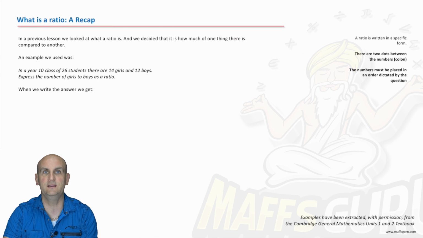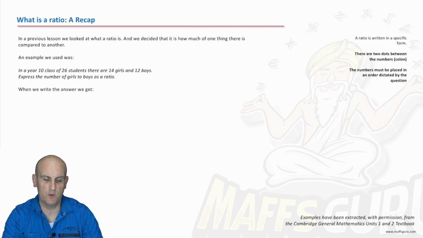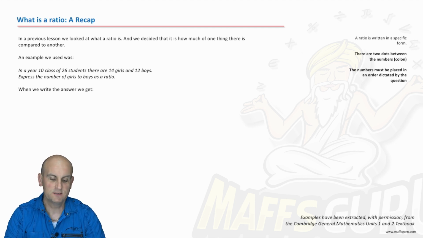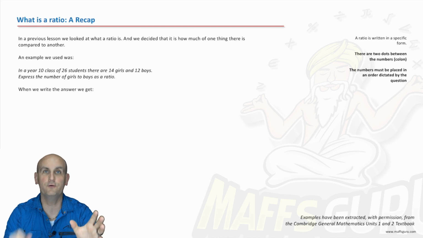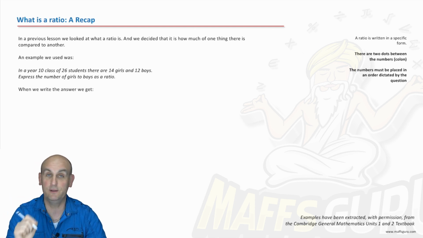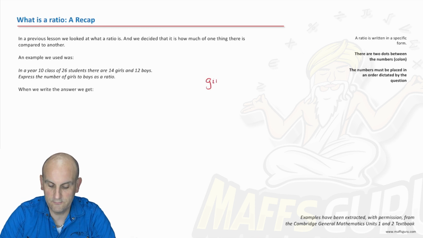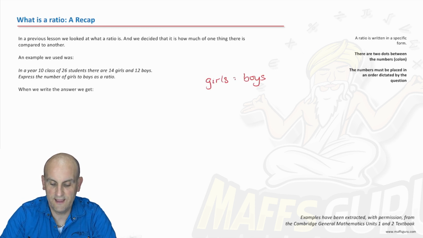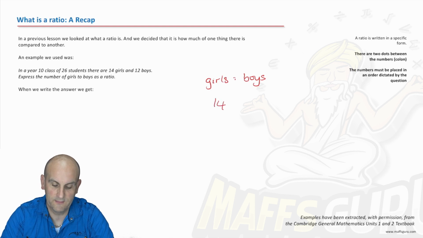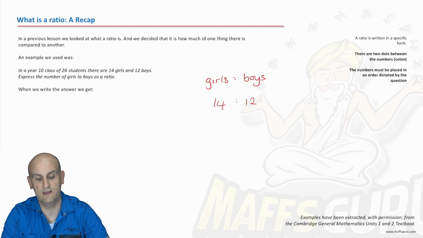A recap. We looked at the idea of a ratio as a way of grouping people or comparing numbers, or having some mathematical way of describing them. In a previous lesson, we looked at how much one thing is compared to another. So in a year 10 class of 26 students, there were 14 girls and 12 boys. Automatically we can see that girls and boys are the things we're trying to compare. Now the order of ratios is really, really important. It says express the number of girls to boys as a ratio. Because it says girls to boys, I'm going to write girls : boys, and then quite literally the number of girls, 14, and boys, 12, and that's the answer that we get.